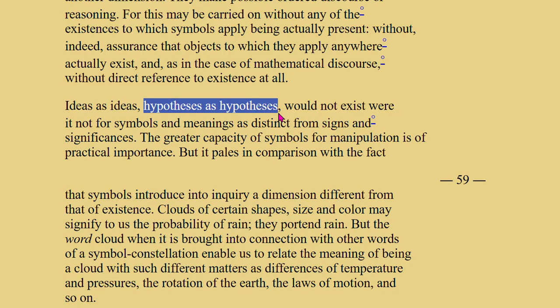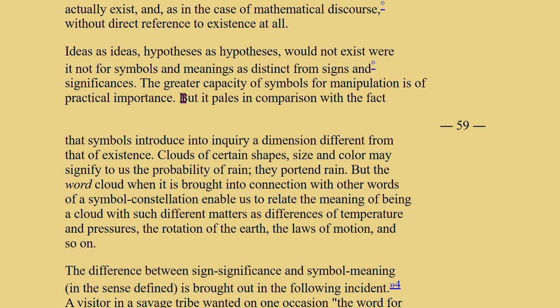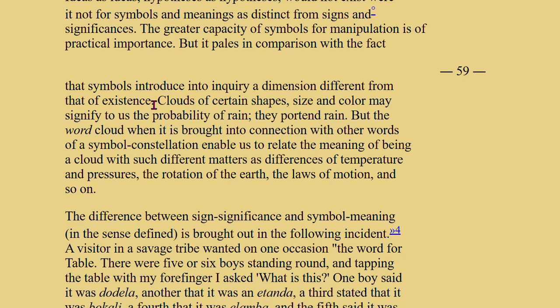Ideas as ideas, hypotheses as hypotheses, would not exist were it not for symbols and meanings as distinct from signs and significances. The greater capacity of symbols for manipulation is of practical importance. So the fact that we can very easily produce and manipulate words relative to actual things pales in comparison with the fact that symbols introduce into inquiry a dimension different from that of existence. Meanings exist in a way that is different from the existence of things like clouds and trees and smoke and tables and chairs and all of that.